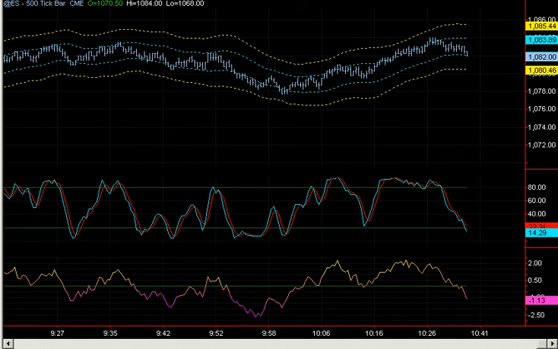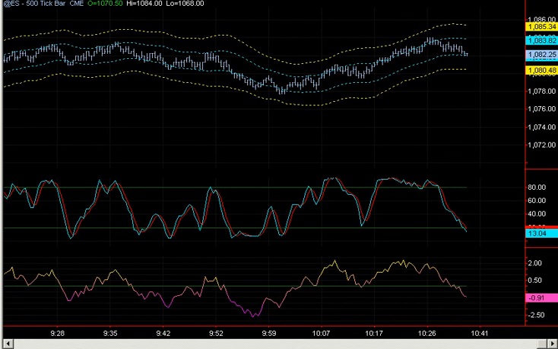So we showed you, in this case, a stochastic approach as an option, and that got us out of the trade, the long trade, in a real good spot. A little late on the entry, but in any event profitable.